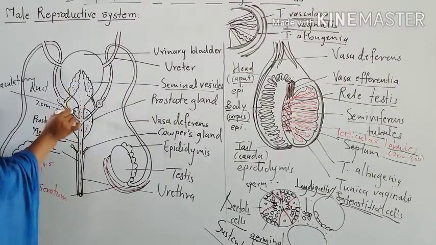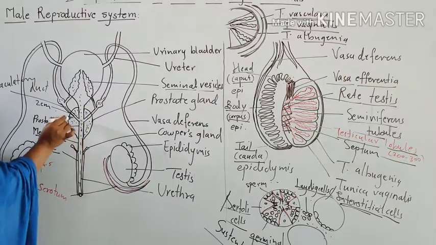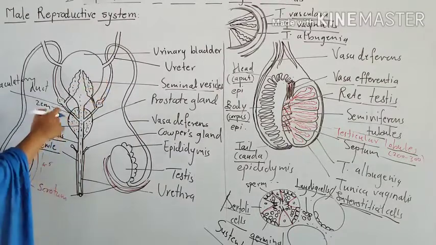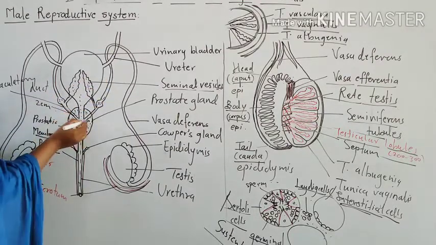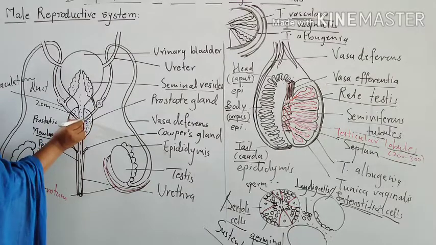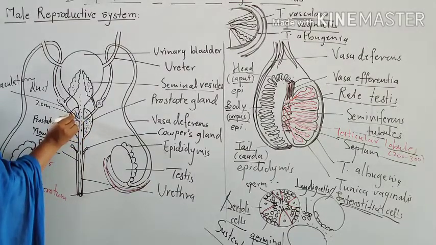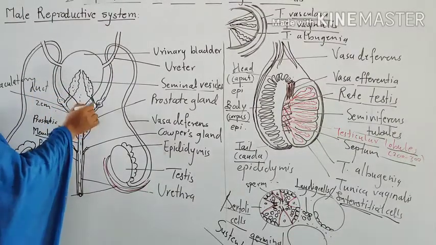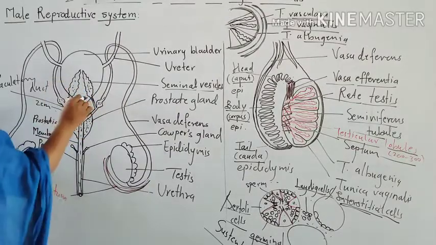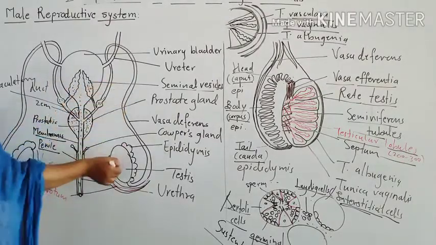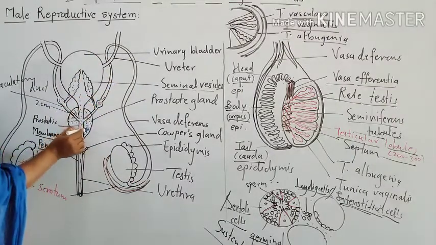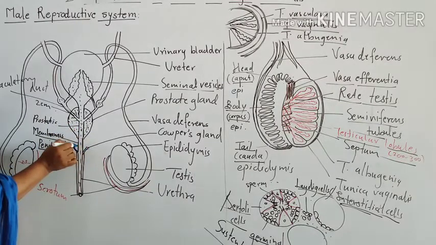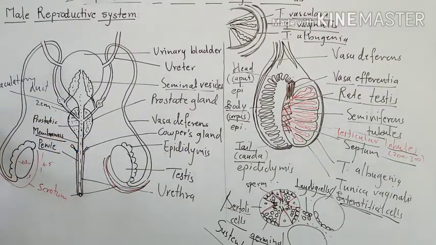This is below the urinary bladder. This is another accessory gland called the prostate gland. From this prostate gland the ejaculatory duct passes, and into the urethra a number of prostatic lobules open. The seminal vesicle secretes seminal fluid. From the testes there are sperms, from the prostate gland prostatic fluid is secreted, and from the bulbourethral gland a lubricating fluid is secreted.